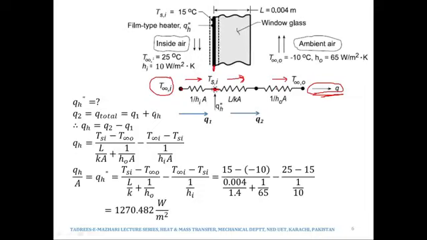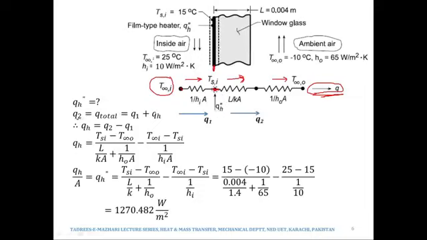Rather, Q2 will pass through R2, and the same Q2 will also pass through the third resistance, R3, 1 over H naught A. Why? Because the resistances are connected in series, and you may make an analogy with the electrical resistance network. So what were we asked to find out? We were asked to find out this heat input through this electrical heater.